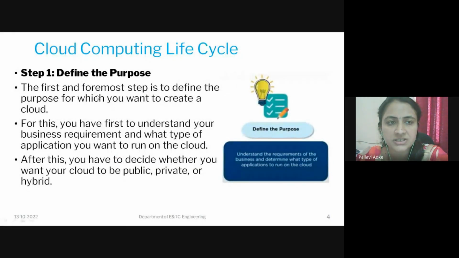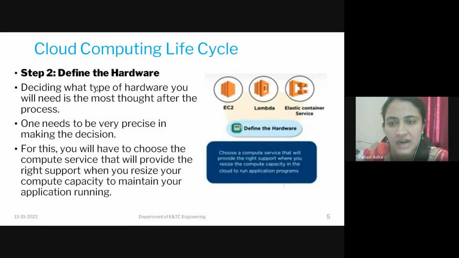In the first step, define the purpose. If I want to build any model onto the cloud, the first step is to define the purpose. For what purpose are we going to build that model onto the cloud? The second step is define the hardware. Think of it as one project you have, and that project we have to build onto the cloud. Any project you can consider, you have designed some software, and that software you have to make available to everyone. So what process do you have to follow to build your project onto the cloud?